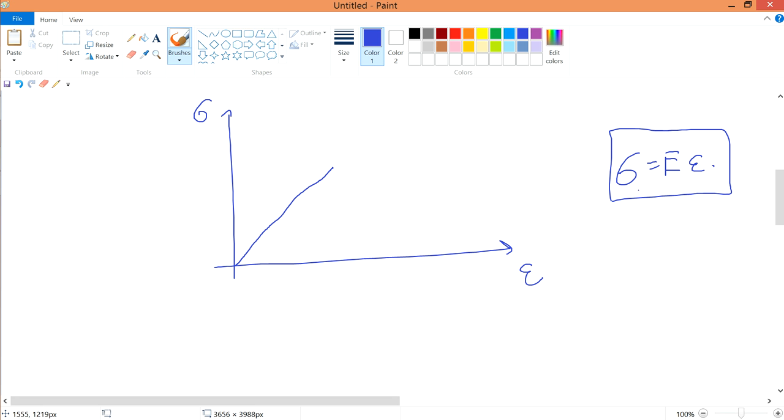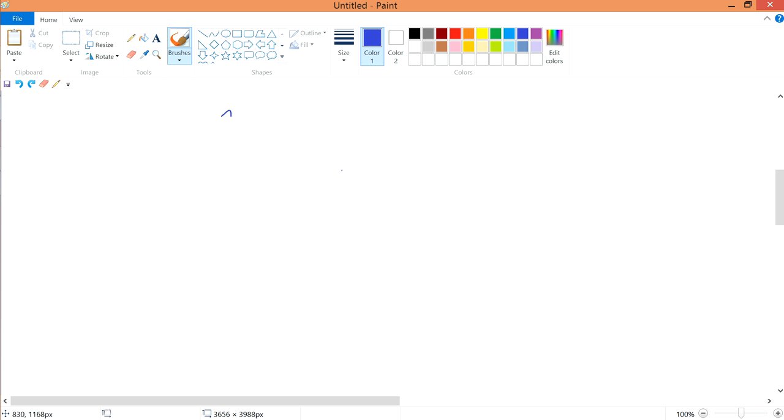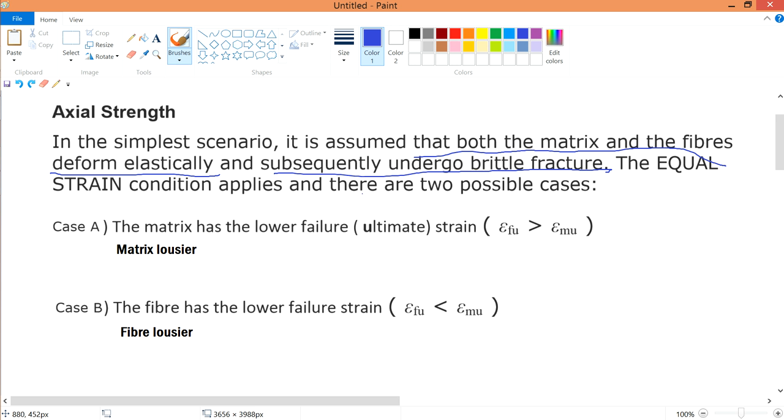I'm not going into very much detail. We are talking only about materials that are elastic, that's all. And therefore it will fail brittly. Brittle means that once it reaches here, it will straight away fail. It will not be deformed or anything. It will straight away fail and die. This is what it's trying to say.